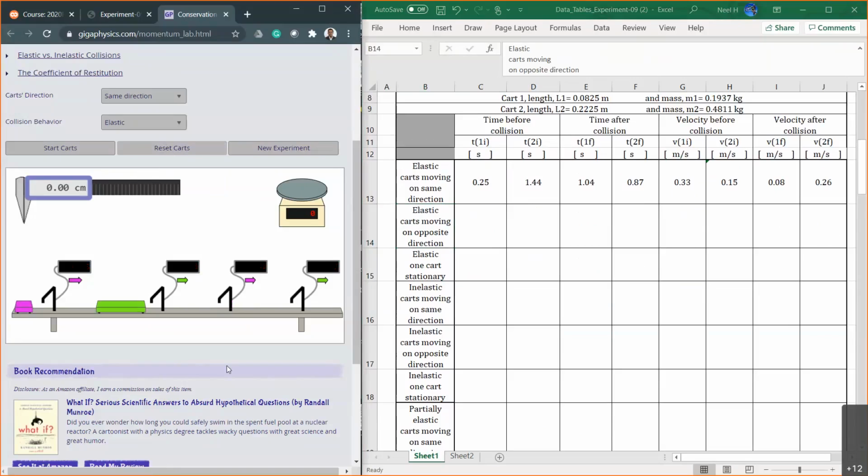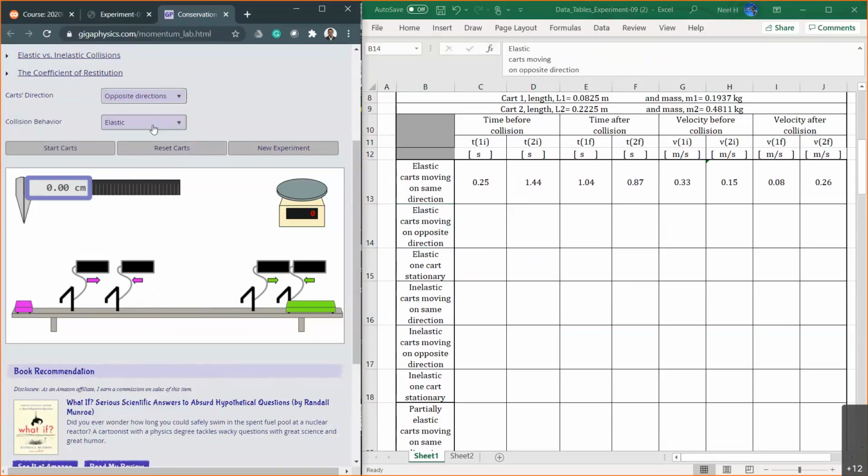All right, then again the same thing. I'm going to keep the elastic condition, but the cart direction, let's change into opposite direction motion. Now you can see green is going to start at the far right end, the pink is going to start at the far left end. That's all. Then click start carts. You can see the carts collide head-on now. You can see after collision, it now bounces back. Now in this scenario, you see two velocities are negative, two of them are positive. So in that kind of collision, direction is so critical in table number 2.